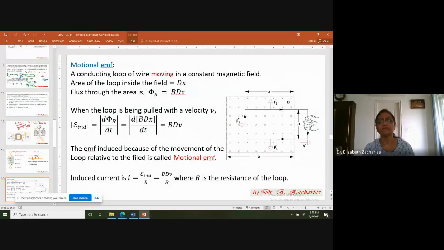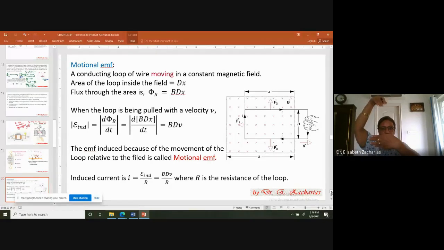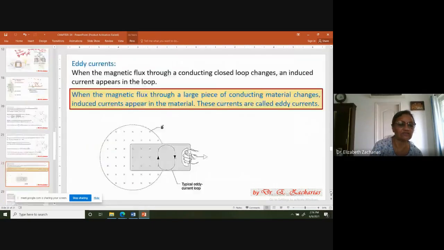Okay. So in the next class, we'll start with motional EMF. That's also similar to what we have done here. That ring was falling through a region, no? Something similar is what is called motional EMF. You're going to pull a loop in and out of a magnetic field and see what happens. Okay, and that has got some very interesting applications also. We'll see that in the next class.